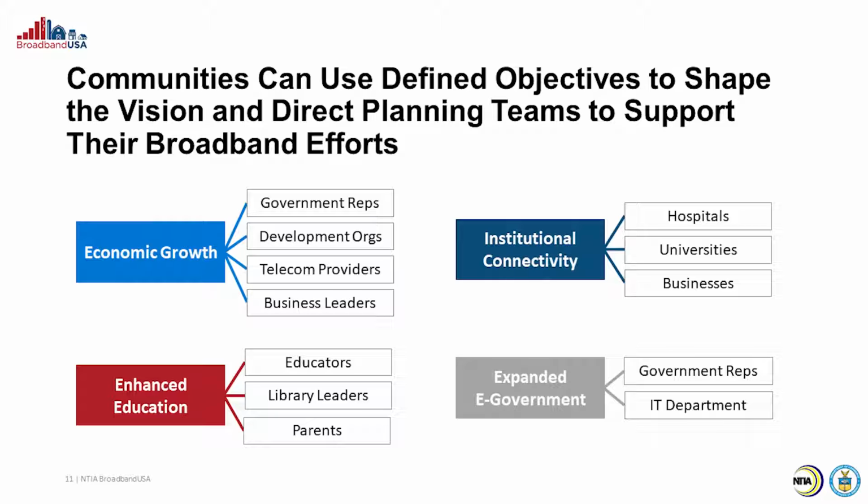If you're pursuing institutional connectivity, meaning you want to make sure all of your critical anchor institutions, your community anchor institutions, have broadband connectivity, your hospitals, your libraries, your business parks, you want to have representatives from those organizations involved in your team. And again, these last two we talked about, obviously with education, you want to have the educators involved, your library leaders, and parents and parental groups involved.